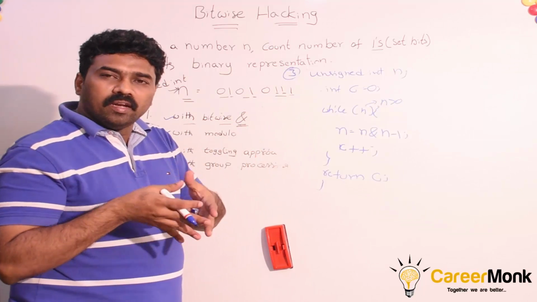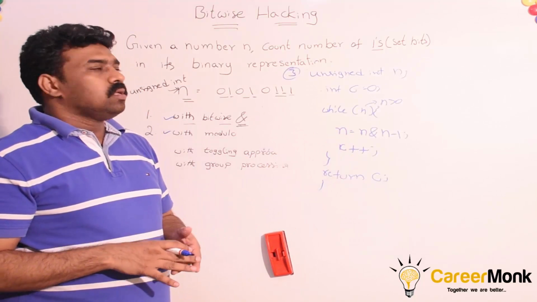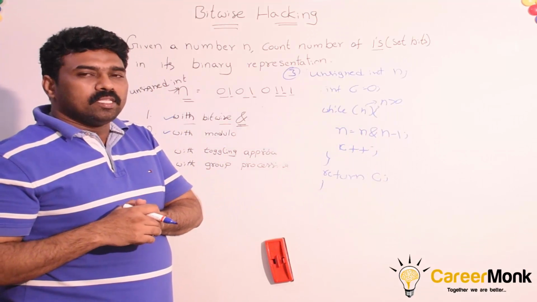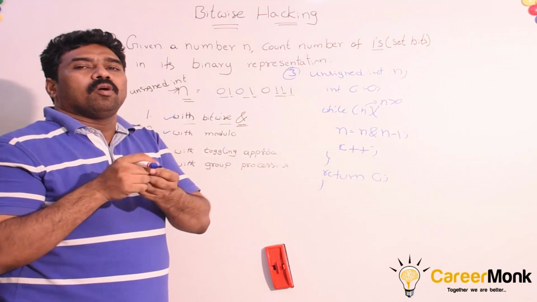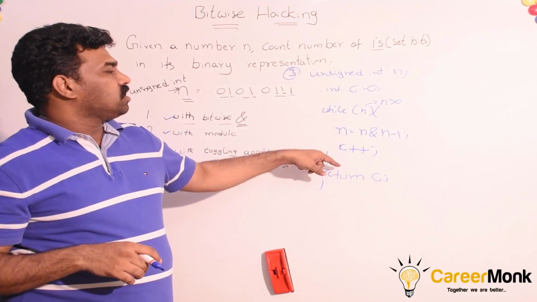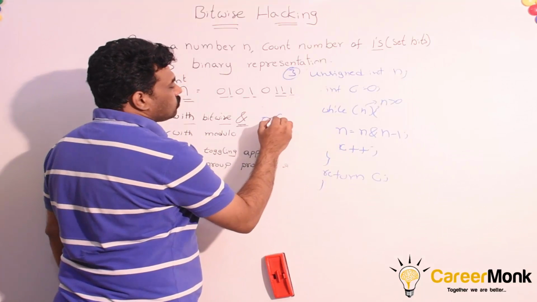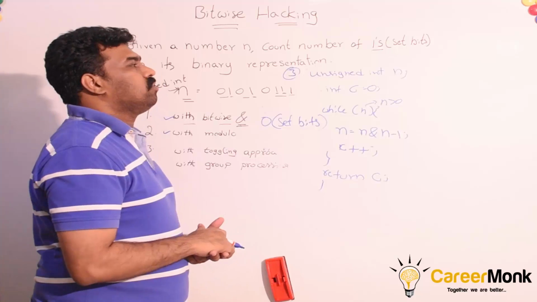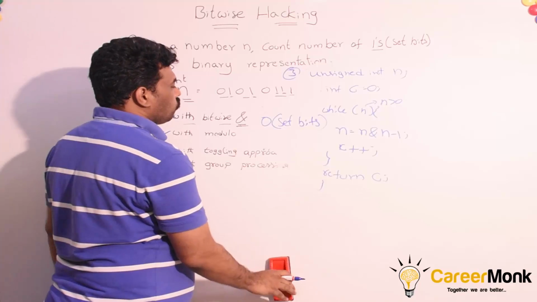So in the first iteration, if the value itself is 0, we will not come inside and the counter will be 0. If it is non-zero, we come inside, and with this operation the rightmost set bit will be 0, and we increment the counter. That means the number of times we clear the rightmost set bit, equal to the number of iterations, is nothing but the number of set bits in the given number. So what is the complexity? Order of set bits. How many ones are there in the given binary representation? That is equal to the number of iterations.